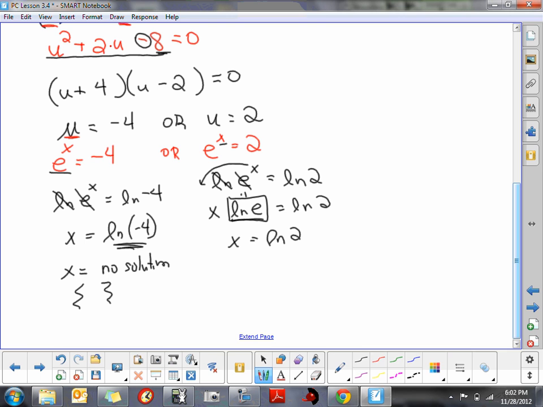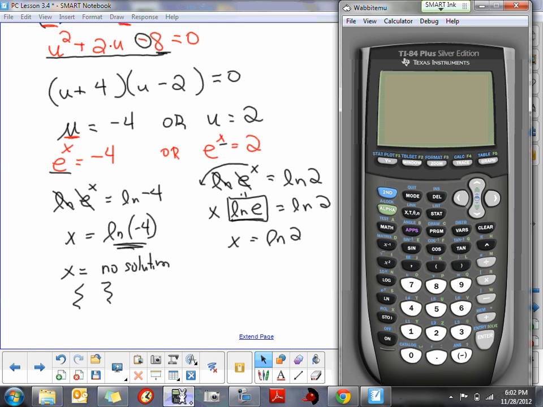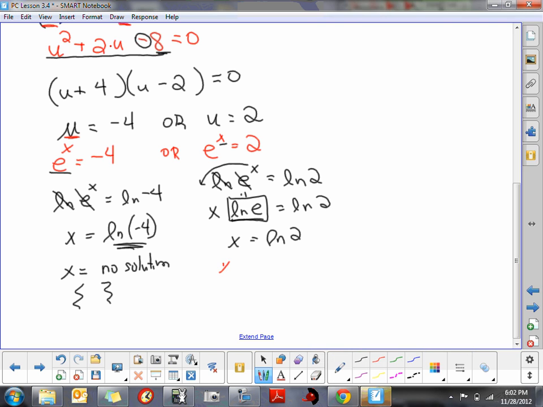So our answer should be the result of the natural log of 2. So we punch in the natural log of 2, and our answer is approximately 0.69. So x is approximately 0.69.